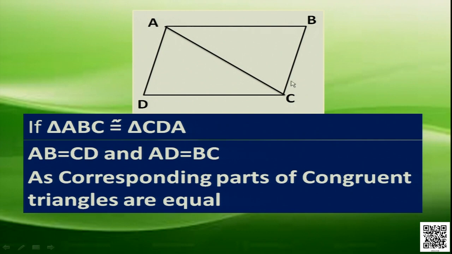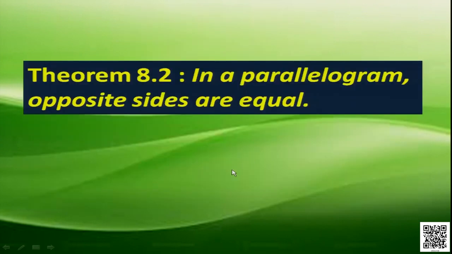The parallelogram is a quadrilateral in which opposite pairs are also equal. So, this can be stated in a theorem like this: In a parallelogram, opposite sides are equal. If this is the statement, what is the converse of this statement?